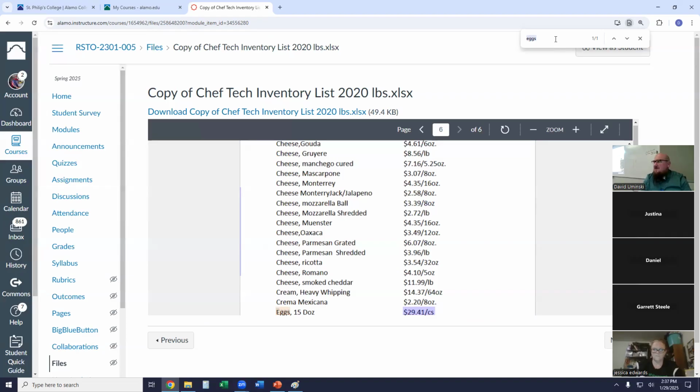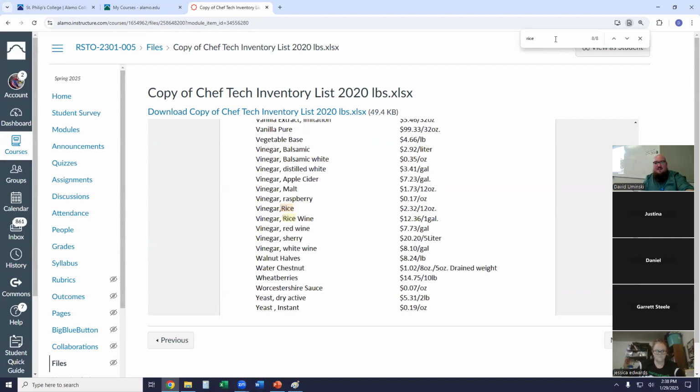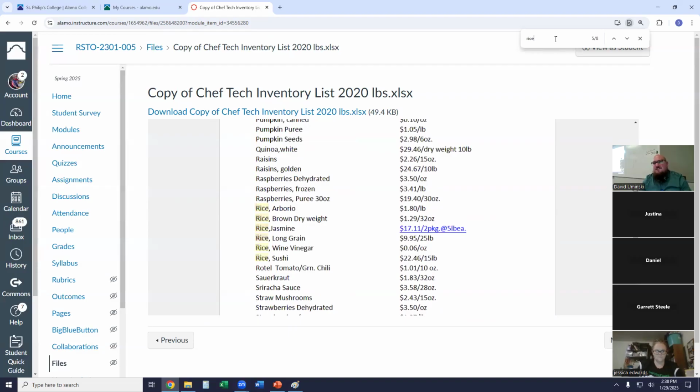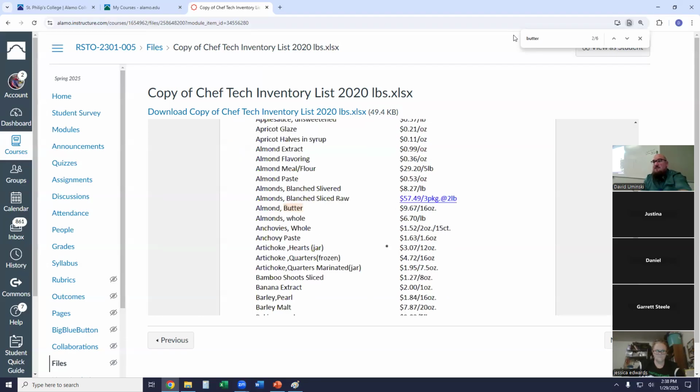I don't think we ordered Rice Krispie treats, but like rice. So we have a couple different types of rice. No Rice Krispies. What else did we do today? Butter. So butternut squash, we're not looking for that. We just hit enter. See how it goes.